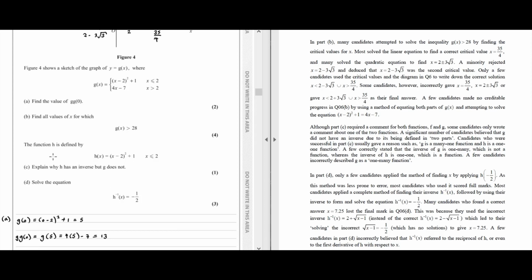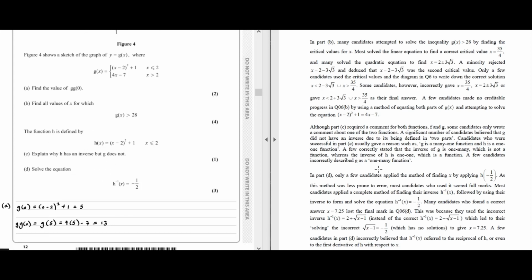Part C, we had to explain why h has an inverse but g does not. A few candidates only wrote a comment about one of the two functions. A significant number of candidates believe that g did not have an inverse due to it being defined in two parts. However, candidates who were successful in part C usually gave a reason such as g is many to 1 and h is 1 to 1. A few correctly stated that the inverse of g is 1 many, which is not a function, whereas the inverse of h is 1 1, which is a function. A few candidates incorrectly described g as a 1 many function.